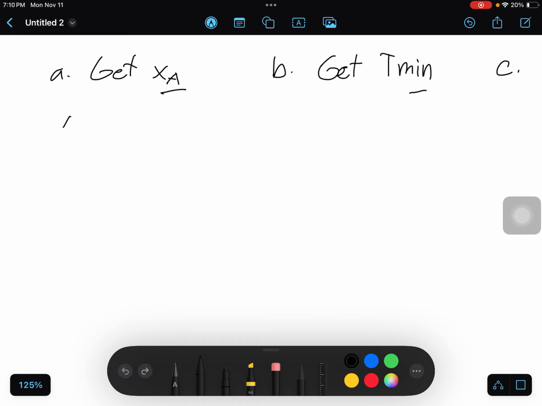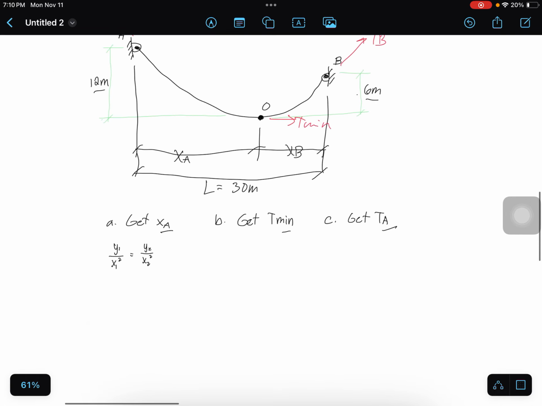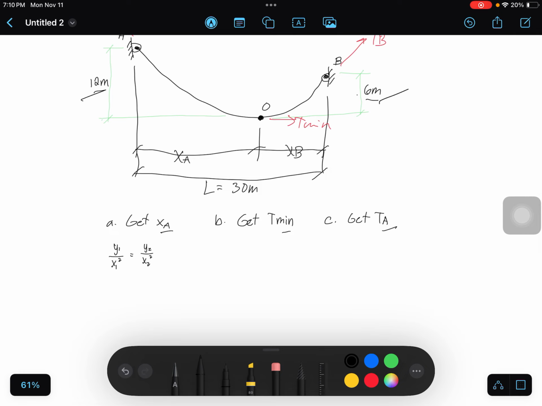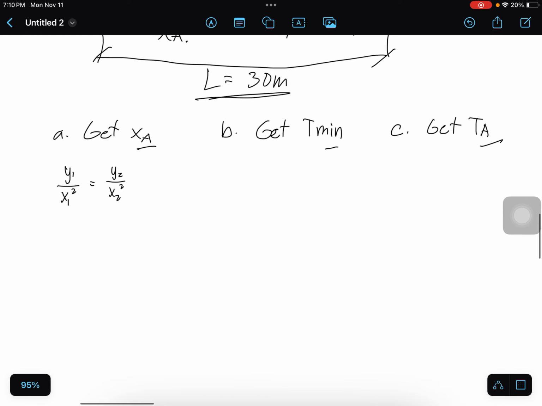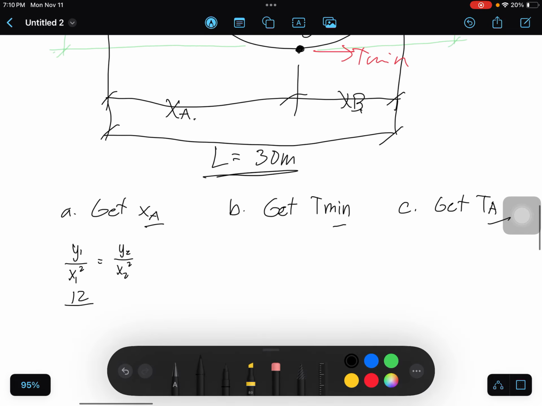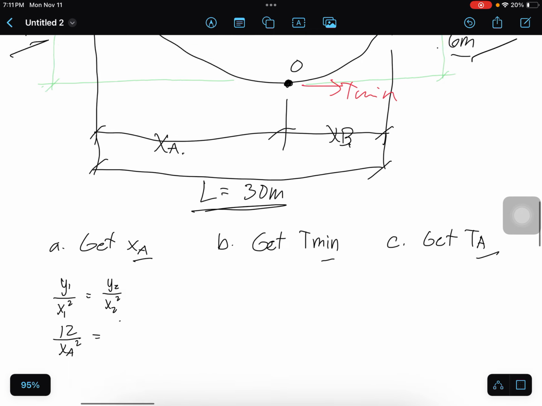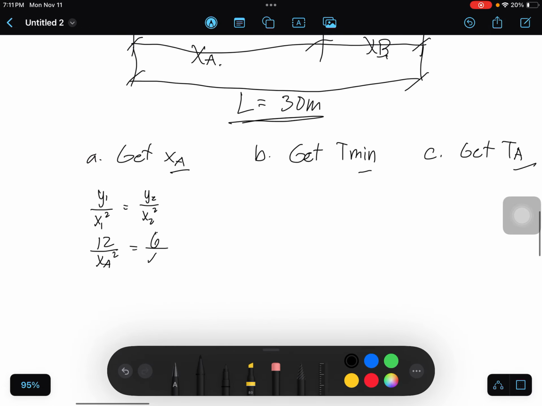Since most of the length are given, let's try using the square property ng parabola. So, square property, y1 over x1 squared ditong sa denominator. Then, y2 over x2 squared ang denominator. So, ano ang y1, y2? Meron tayong y1, may y2 tayo. Wala tayong xa, xb. Pero meron tayong length. So, what can we do with that? Substitute muna tayo. 12 and 6. 12 over xa squared. And then, ano yan? 6 over xb squared. May dalawa tayong missing.